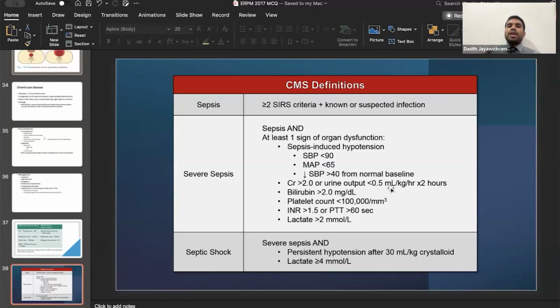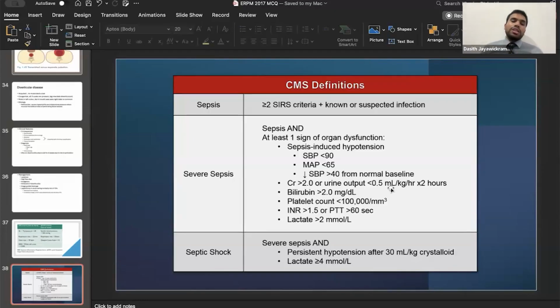So SBP reduction of more than 40 from the normal baseline is also defined as organ dysfunction, cardiovascular dysfunction. Renal function: serum creatinine more than 2, urine output less than 0.5 milliliters per kg per hour for 2 hours. Bilirubin levels more than 2, platelet counts less than 100,000, INR more than 1.5, prothrombin time more than 60 seconds, lactate more than 2 millimoles are features of severe sepsis. So either one of these with sepsis is called severe sepsis.